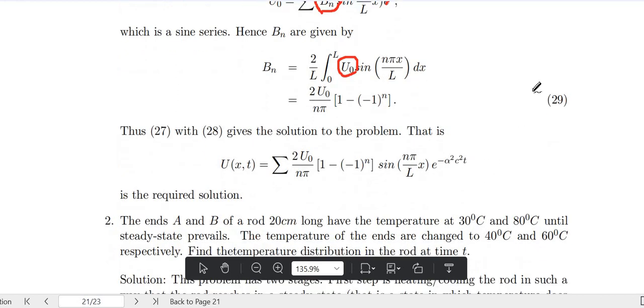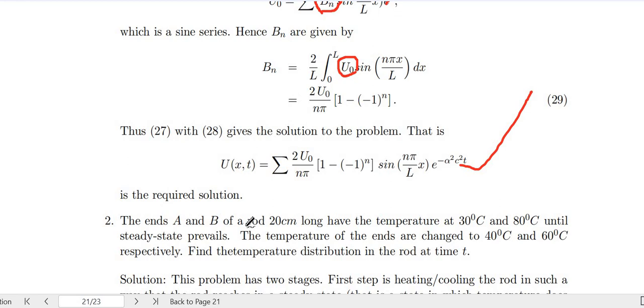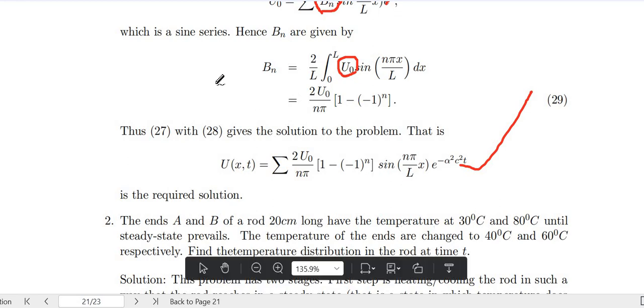Okay. So it's very simple. So there is another case where the temperature at both ends is not 0. That's a different case that we will see later.